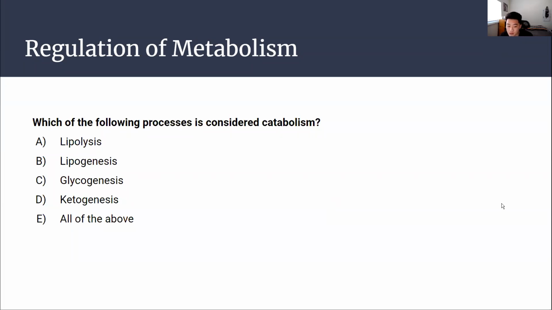Okay. So the correct answer is A, right? Remember how I said that when a term ends in olysis, it means the breakdown of something? So catabolism literally means the breakdown and utilization of our energy reserves. And all of these other terms would not apply because the ones ending in genesis mean they're synthesizing new lipids, new glycogen, and ketone bodies. So the correct answer is A, lipolysis, the breakdown of lipids. That's catabolism. Okay. And certainly a question like this will definitely be on the exam.